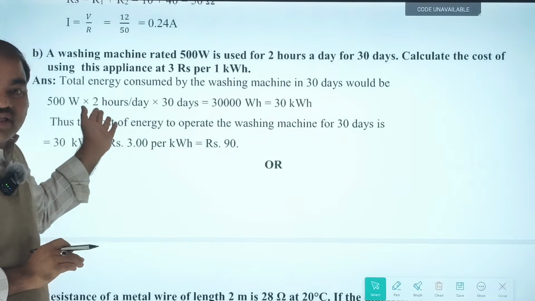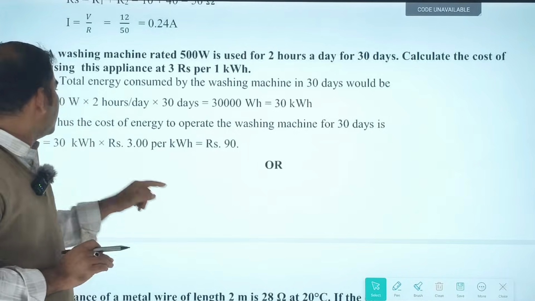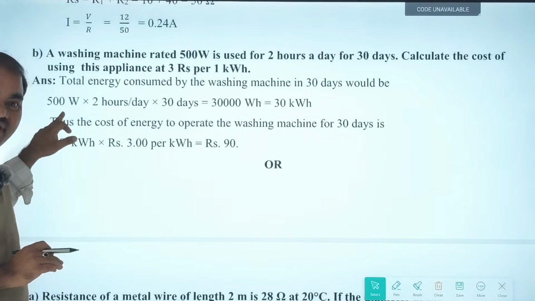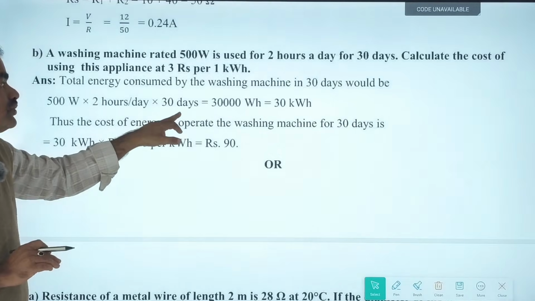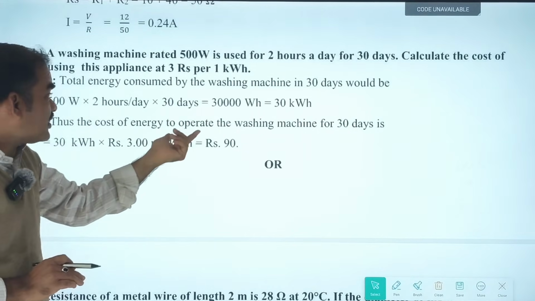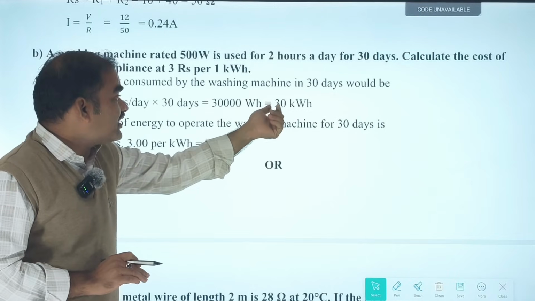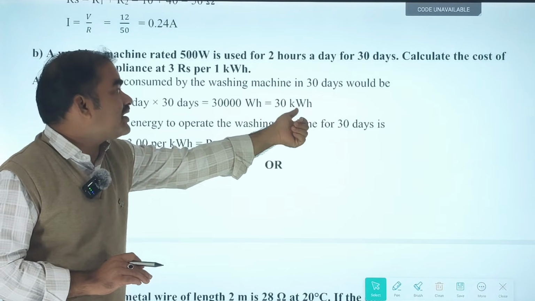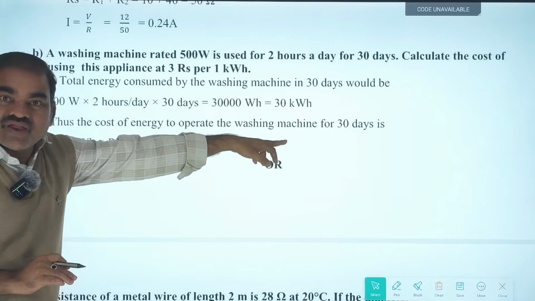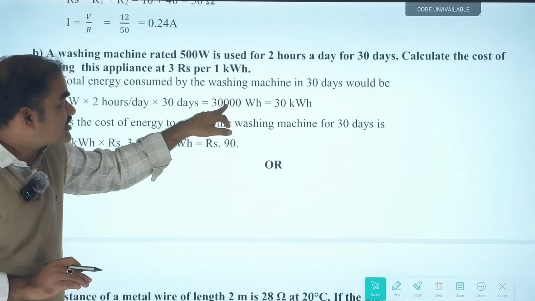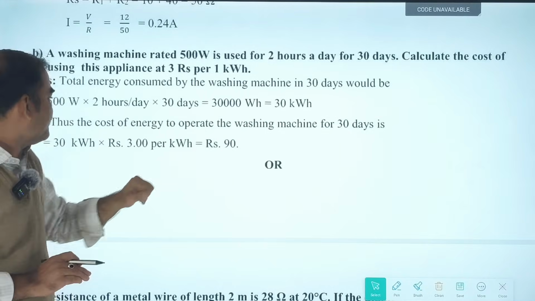So the total energy consumed by the washing machine in 30 days is 500 watt into 2 hours per day, which is given, into 30 days. So it becomes 30,000 watt hour. We will convert it to 30 kilowatt hour because the cost is given per kilowatt hour. So we have to convert it. 30,000 divided by 1000 gives kilowatt hour.